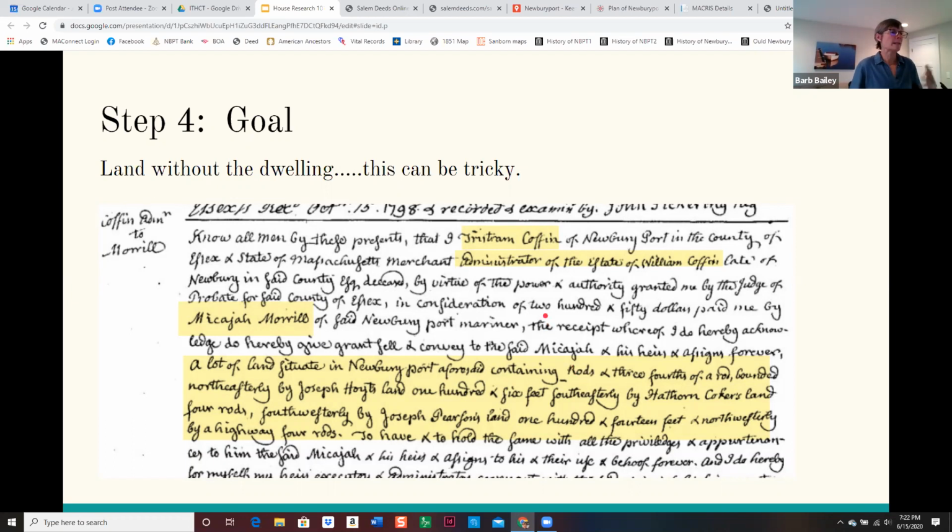So, getting back to this point, having just a lot of land is kind of the goal. And then we figure out who it was who actually built the house.